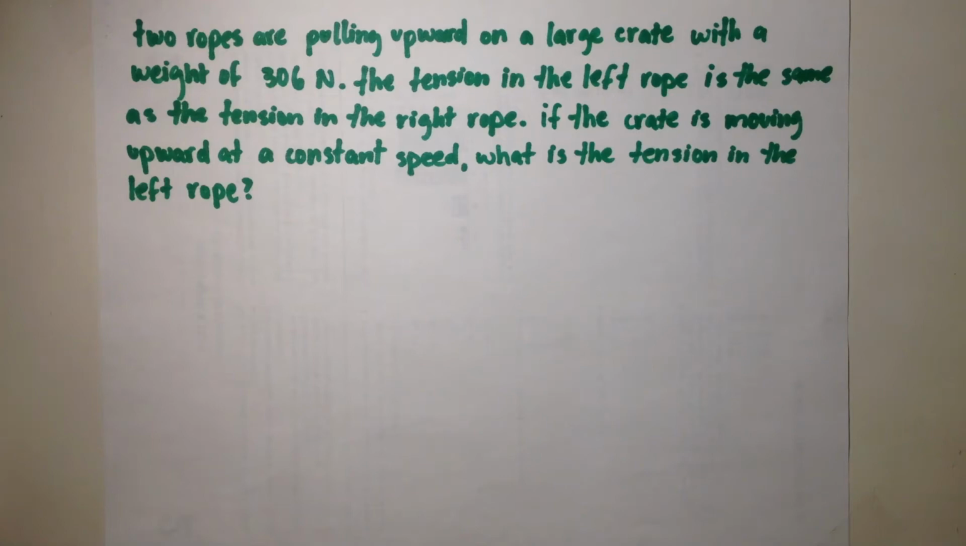Two ropes are pulling upward on a large crate with a weight of 306 newtons. The tension in the left rope is the same as the tension in the right rope. If the crate is moving upward at a constant speed, what is the tension in the left rope?